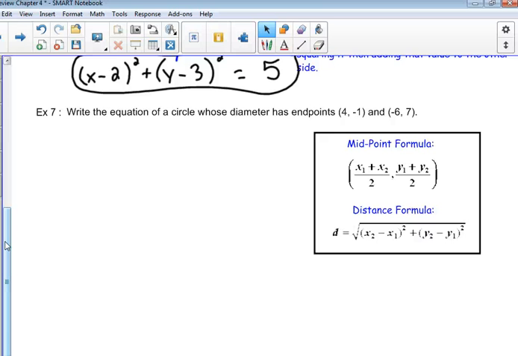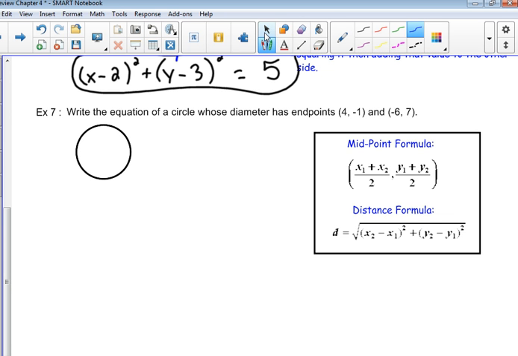Alright. So write the equation of a circle whose diameter has endpoints... Oh boy, this is rough. Okay. And if we need to, give yourself a picture. It doesn't have to be great or even perfectly correct. But you guys know a diameter goes through the center and it has endpoints of (4, -1) and (-6, 7). So that's all we know in this.